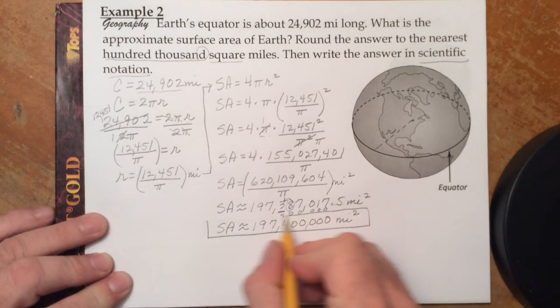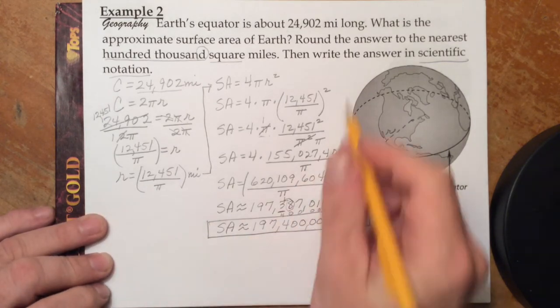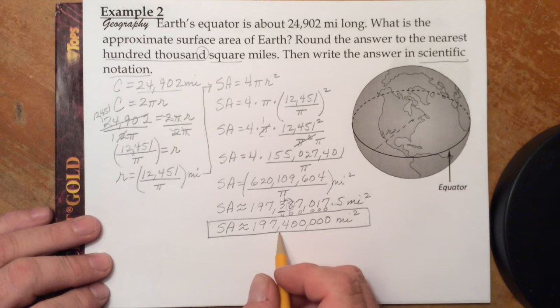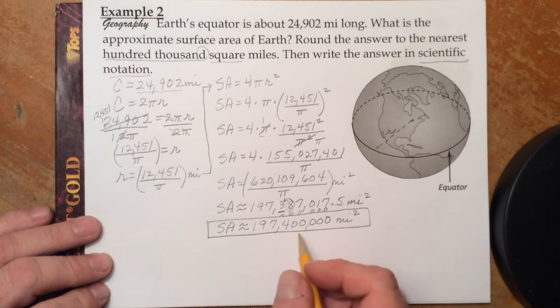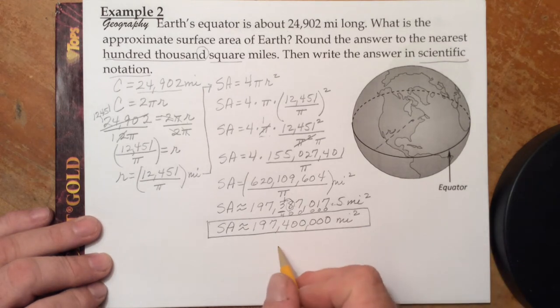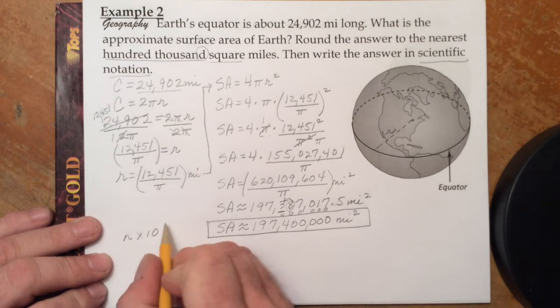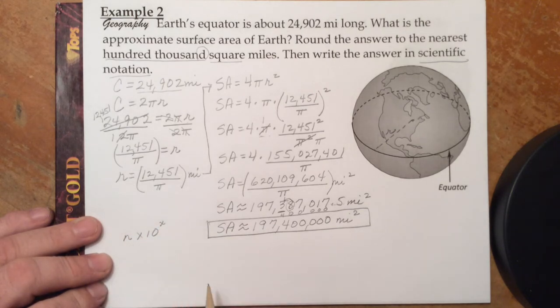There's our first answer. Then they want us to write this in scientific notation. Remember, in scientific notation, the larger the number, the more positive the exponent. The smaller the number, the more negative the exponent. And remember, it's in the form of the number times 10 to the power, whatever power we get.